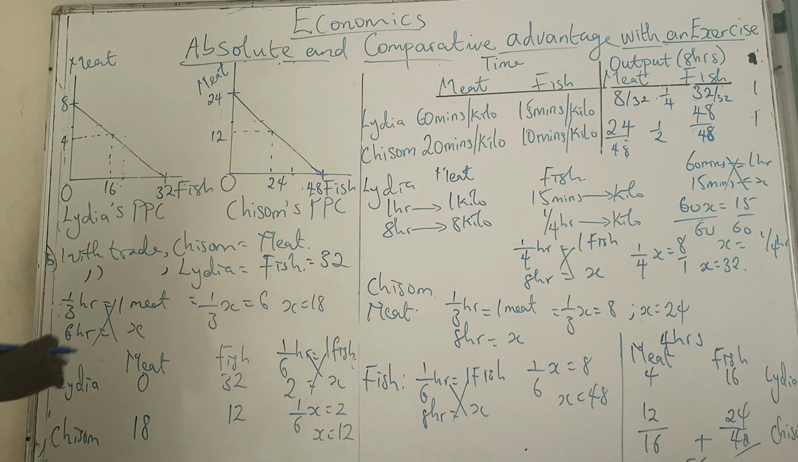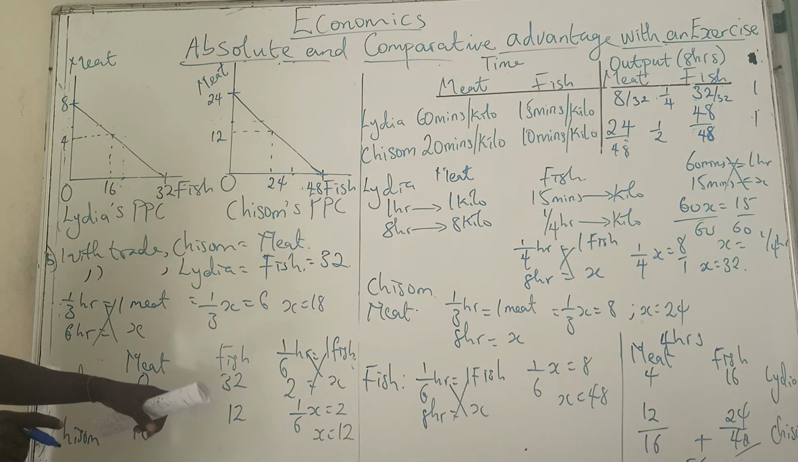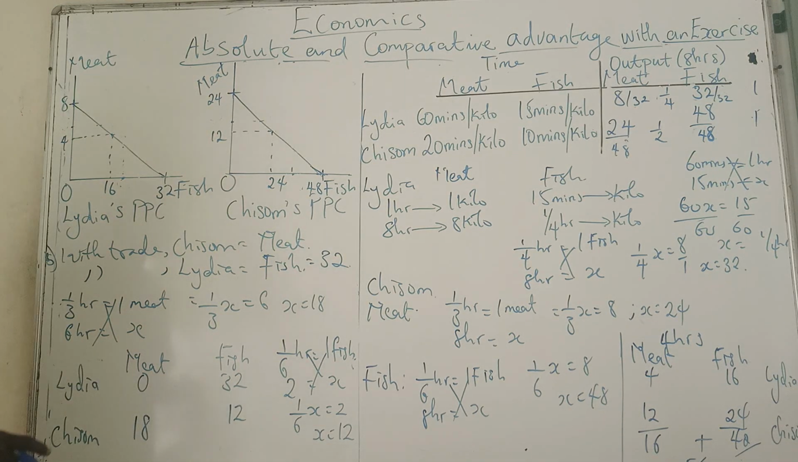Now, because this is with trade, there can be a form of trading. Chisom could say, okay, Lydia, I'm going to sell 5 kilo of meat to you. Since you don't have any meat at all, I'll send 5 kilo of meat to you in exchange for 15 kilo of fish.